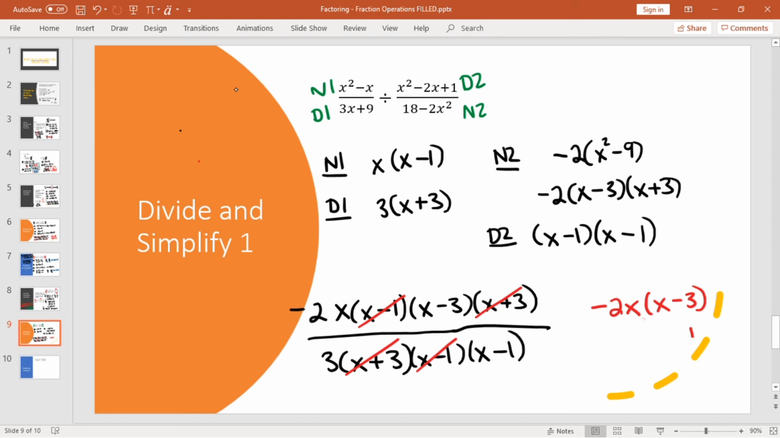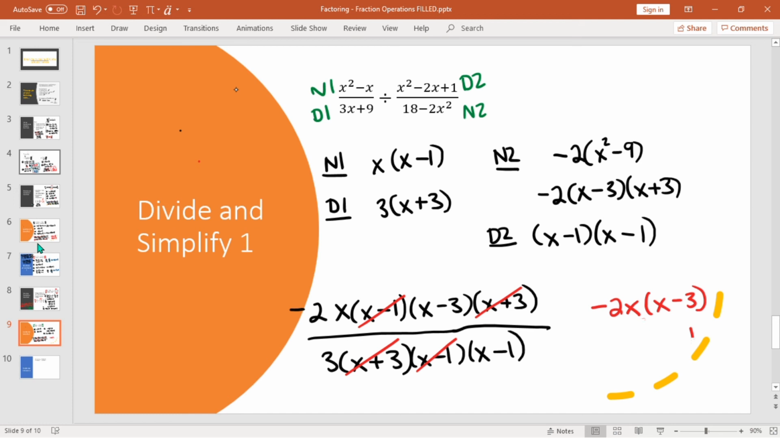Very, very last one. Bit of a doozy. Okay. N1, D1. When I flip the fraction to multiply, this will become N2. This will become D2. All right. I feel like I'm going to start here because it's going to be massive.